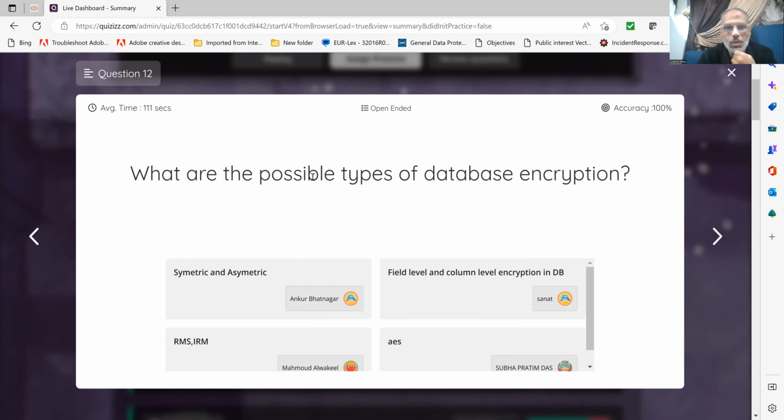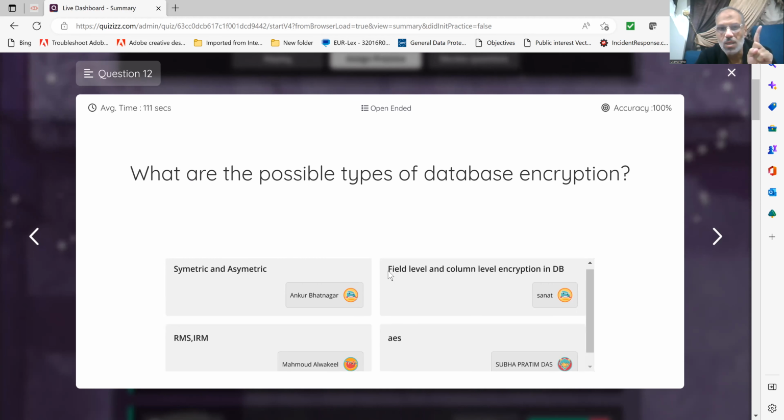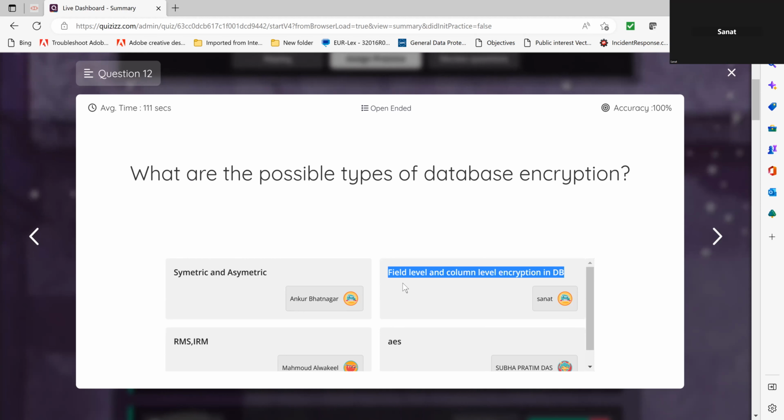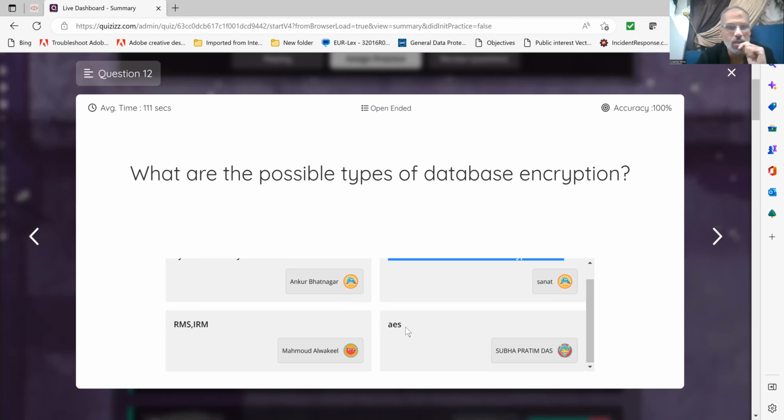What are the possible types of database encryption? Database encryption, we have two different types. First one, the file system where the database is stored will be encrypted, then it will encrypt the whole storage. Or another model, which is application or database encryption, where you are encrypting some specific fields or records in the database itself. Symmetric and asymmetric, no, this is a wrong answer. File and column, field level and column level encryption is one of the methods, it's not two. It's one of the methods, the field or column. The second one will be the file system.